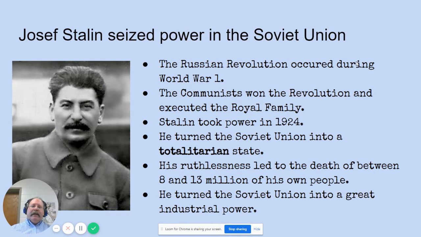So fundamentally, the United States and the Soviet Union were polar opposites, and this would lead to some conflict between us after World War II. One thing Stalin did do, though, is he turned it from a very agrarian, backwards society into a more industrial nation. And actually, during the late 30s, the Soviet Union was the second largest economy in the world behind the United States.